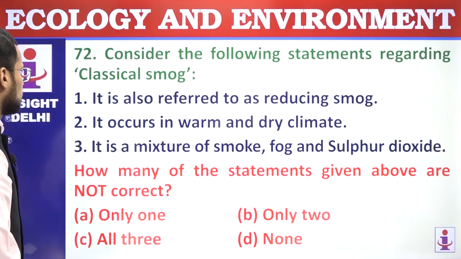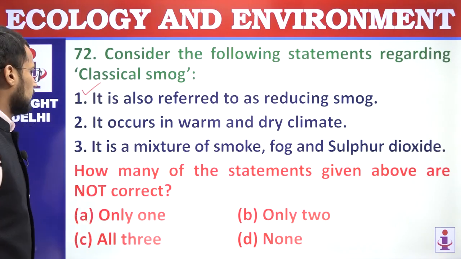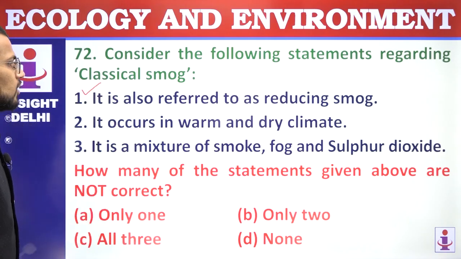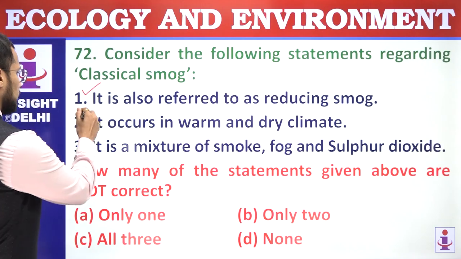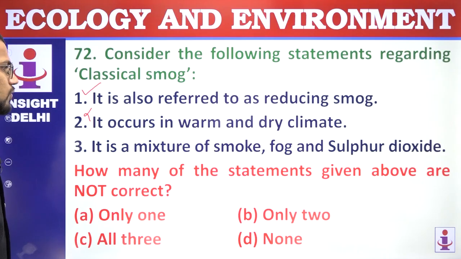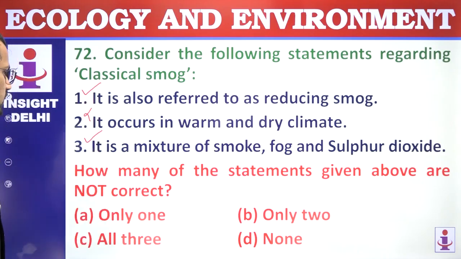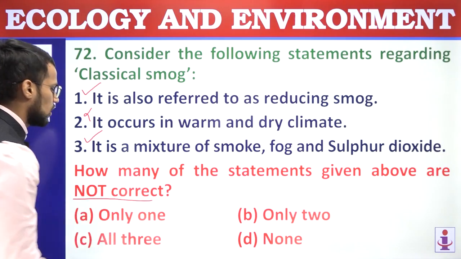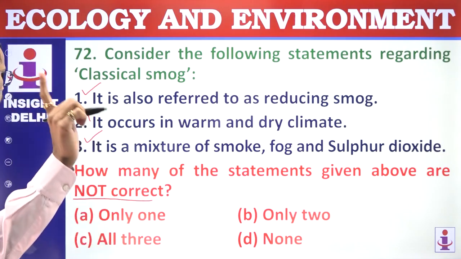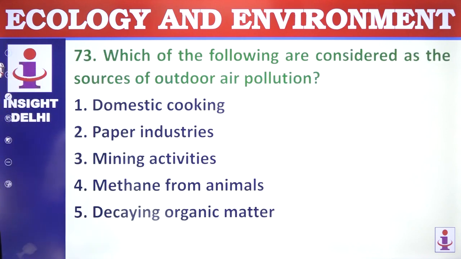Let us consider the statements. First, it is also referred to as reducing smog, correct. Second, it occurs in warm and dry climate, incorrect. It occurs in colder conditions. Third, it is a mixture of smoke, fog and sulfur dioxide, correct statement. So first and third statements are correct, but we are supposed to find out how many are not correct. So only one is not correct, and that's why the answer is A, only one. 72, answer is A.